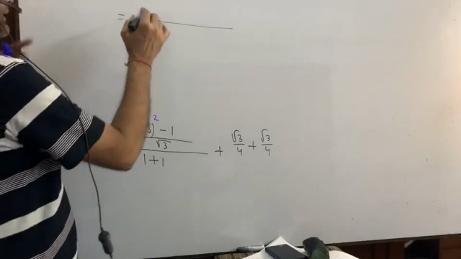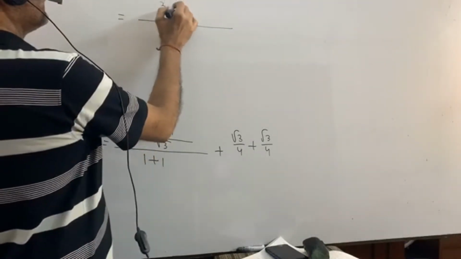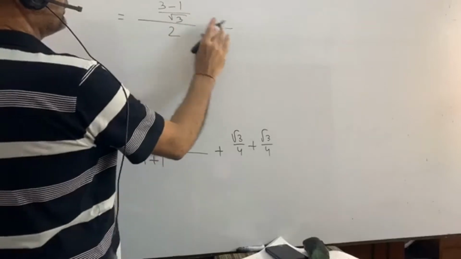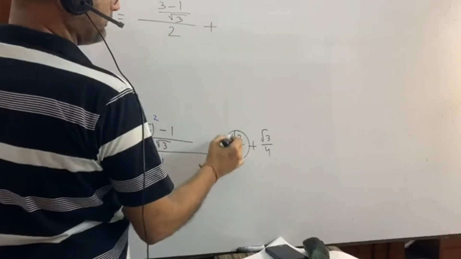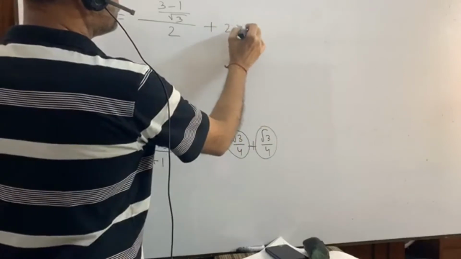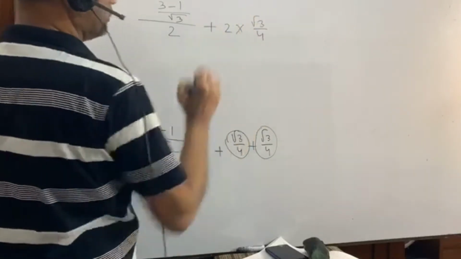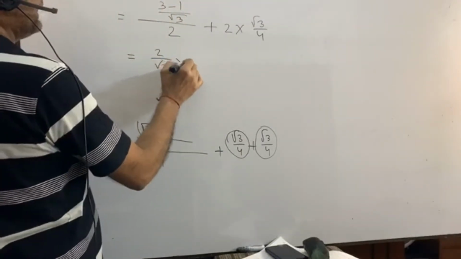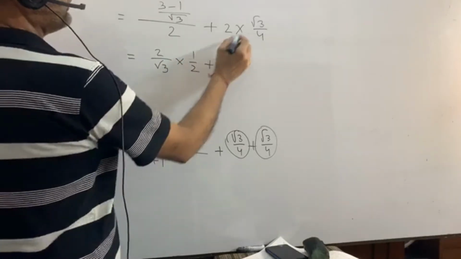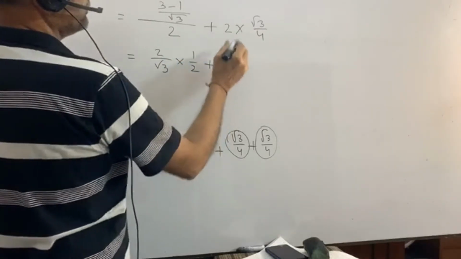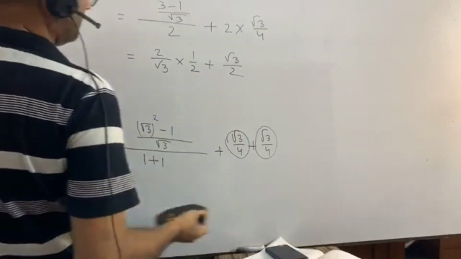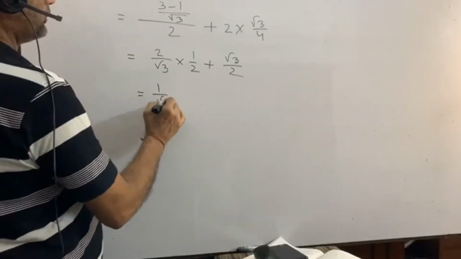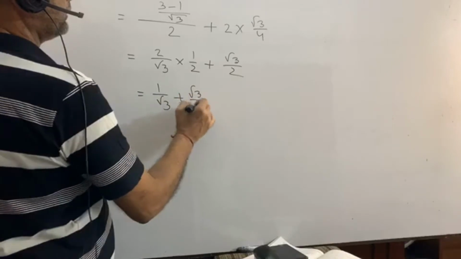Now we are getting 3 minus 1 by root 3. Then it is 2. And here it is what? Root 3 by 4. So we have 2 into root 3 by 4, right? That is 3 minus 1, 2. 2 by root 3 into this is half, and this is root 3 by 2. Now we are getting 1 by root 3 plus root 3 by 2.